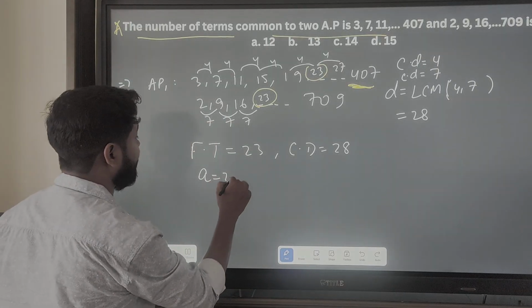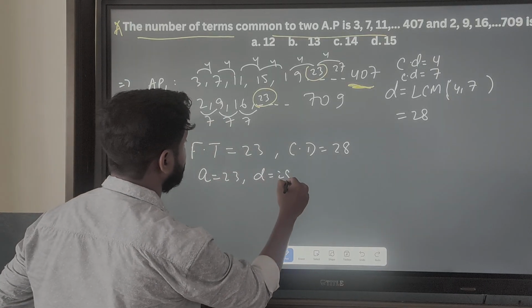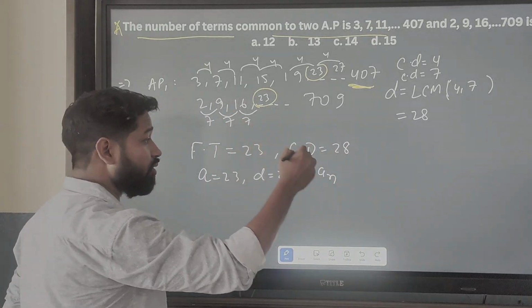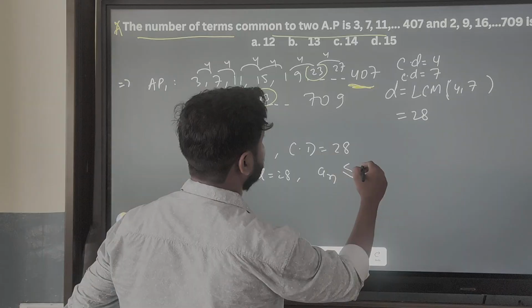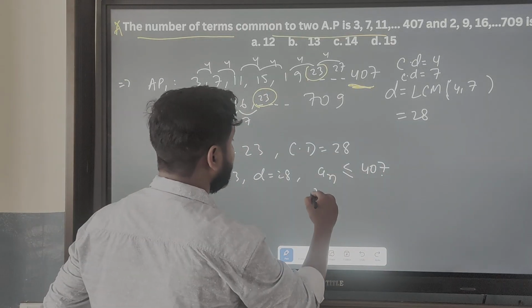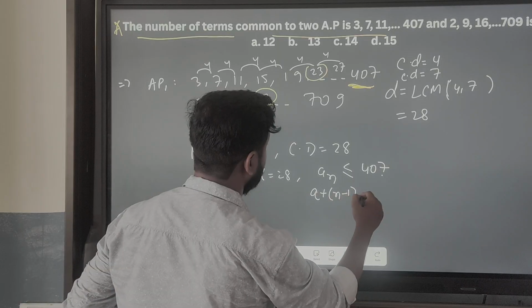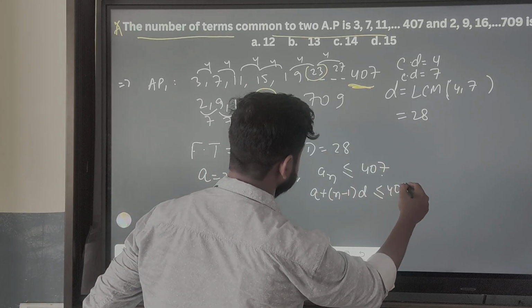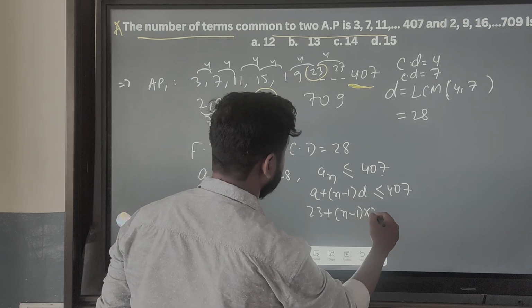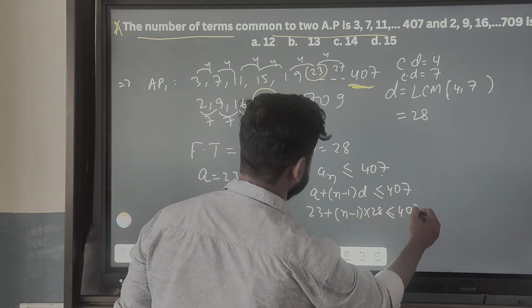Sir, A is 23, D is 28. So do one thing. Let's say the nth common term will always be less than or equal to 407, right? I will calculate A plus n minus 1 into D. What is A here? 23 plus n minus 1 into 28 less than or equal to 407.